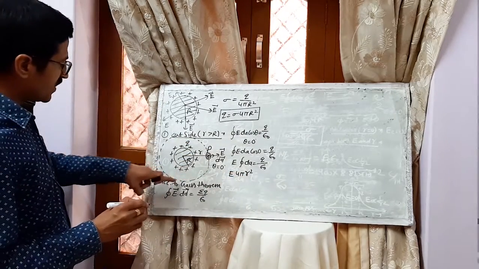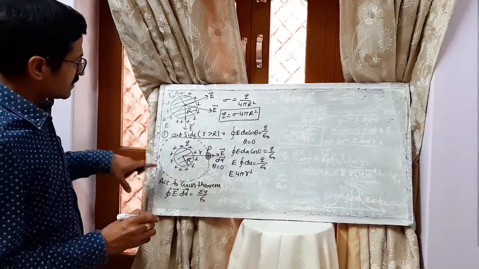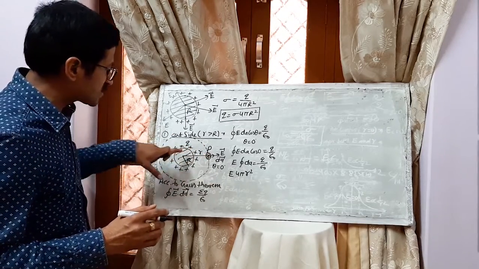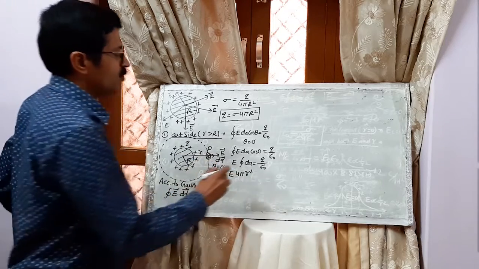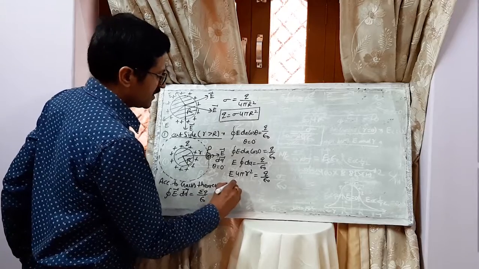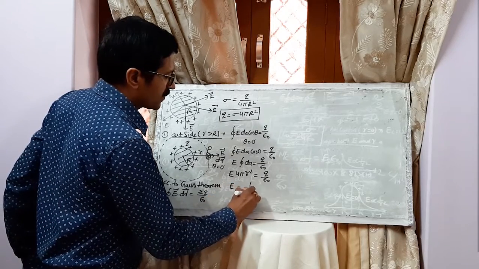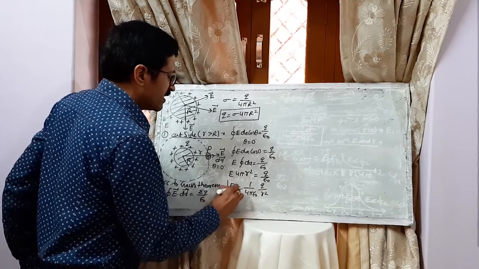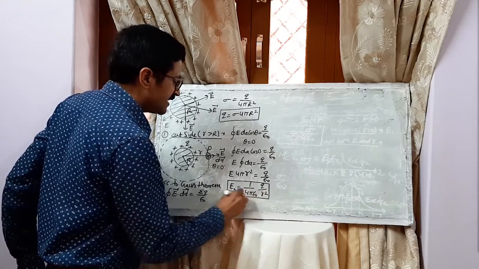That is the sphere which is the Gaussian surface. This sphere is a virtual sphere taken as the Gaussian surface whose radius is small r. So it will be E into 4 pi small r square is equal to q upon epsilon naught. Then E is equal to 1 upon 4 pi epsilon naught q upon r square. This is the electric field intensity outside.